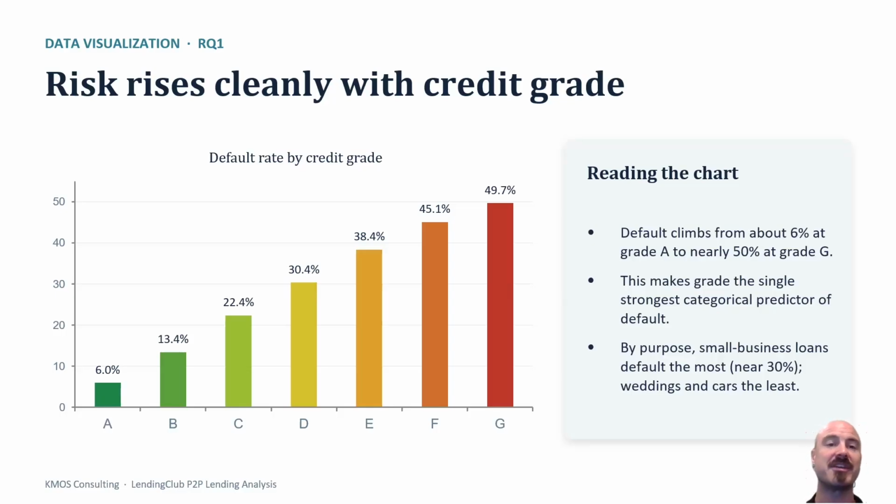Small business loans actually had the highest default rate at almost 30%, while other purposes like wedding or personal loan were significantly less likely to default. So that was just something that we found really interesting in this data.